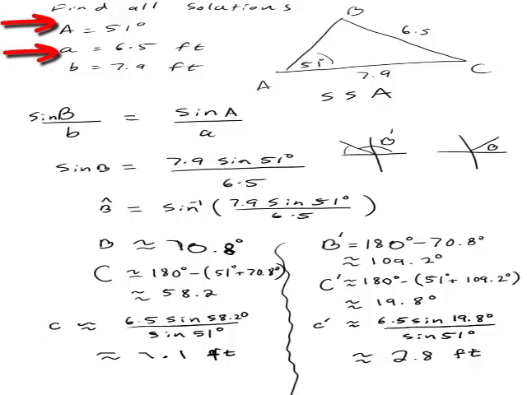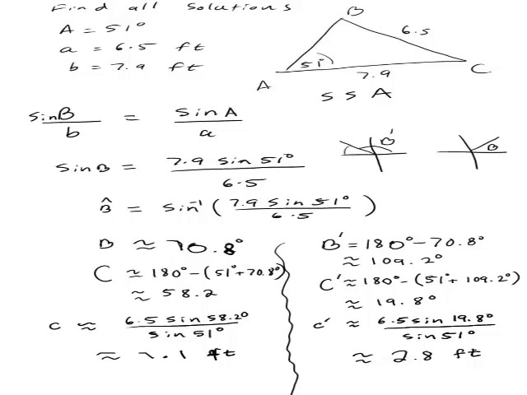Okay, now let's see, what about the B primes? Well, B prime was once again the biggest angle, so biggest side. But this time A was the middle angle, and A is the middle side, and C is the smallest angle at 19.8, and C prime is the smallest side. So everything checks out, and we have our answer.